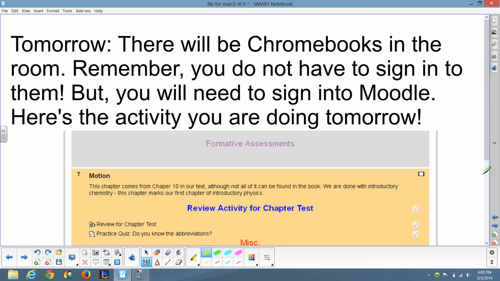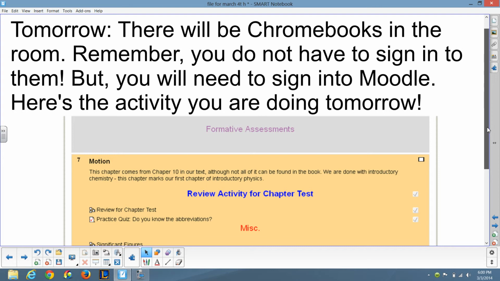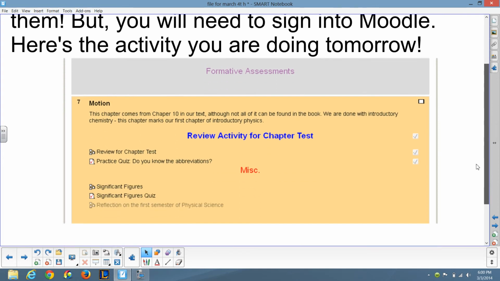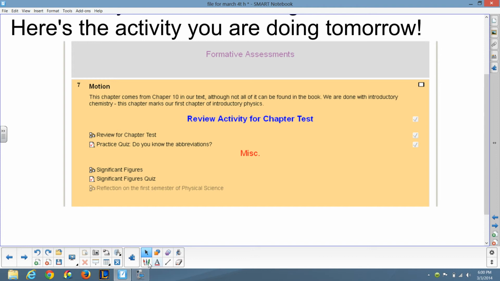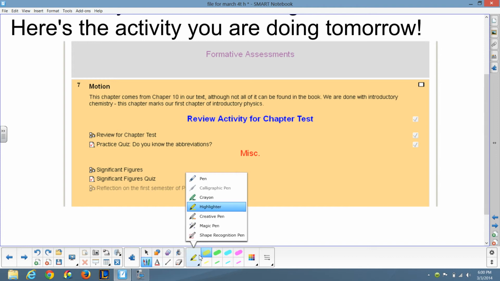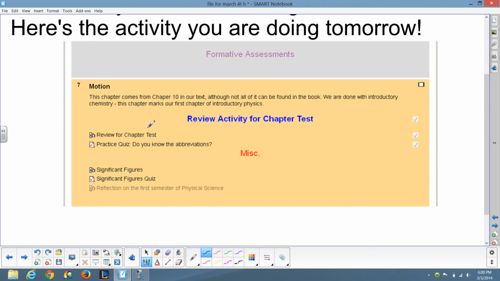Alright, tomorrow, remember, there will be Chromebooks in the room. You are going to go to Moodle, and when you get into Moodle, remember, you don't have to sign into the Chromebooks. You will have to sign into Moodle. Scroll down until you get to the motion section, and you are going to do this activity right here. Review for the chapter test. That's the activity that you're doing. Alright? You only have a 20-minute class, most of you, because of the scheduled late start. If you don't get finished, finish it at home.